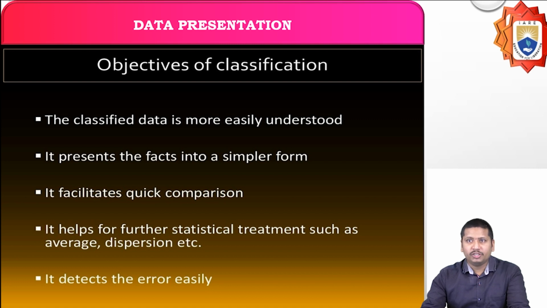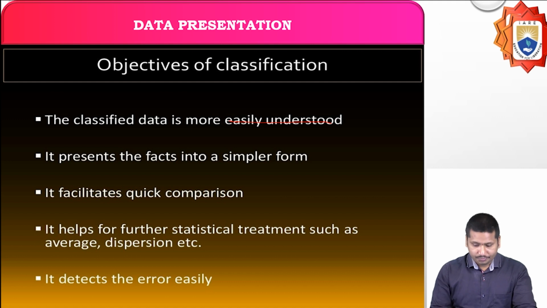So what are the main objectives of classification? The data that is classified should be clearly understood and should represent the facts in simpler form. It should also facilitate comparison and help further statistical methods such as average, dispersion, etc. And it should also detect errors easily.